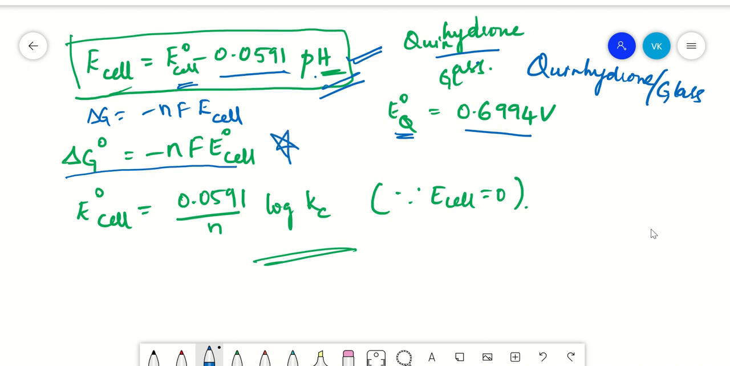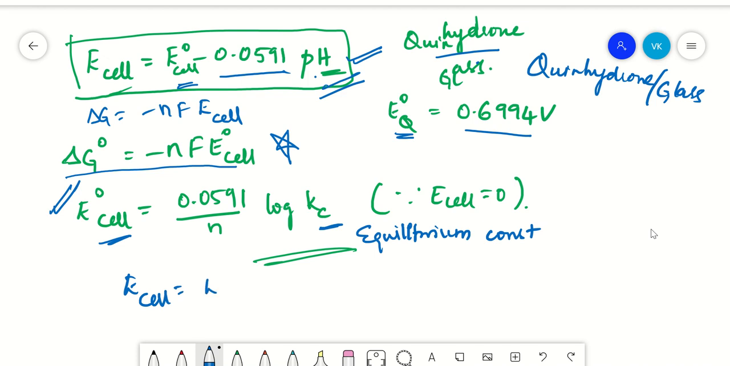This is also a very important formula to deduce from your Nernst equation. If you have the equilibrium constant in your question along with your E cell, or if you are asked to find E naught cell and are given the equilibrium constant, then you need to use this formula. The formula is E cell is equal to E naught cell minus 0.0591 by n log of Kc. Kc is the equilibrium constant.